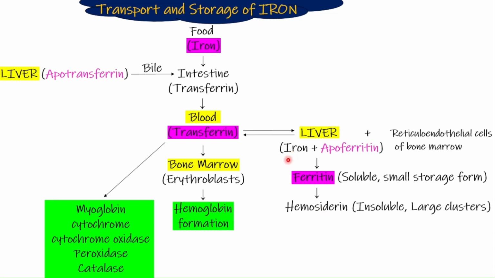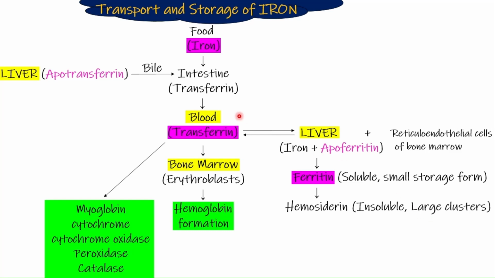Now, if we have an excessive amount of iron in the body, that we have utilized all the apoferritin stores, so ferritin has reached its maximum capacity of production, this iron will be converted into another storage form, which is hemosiderin. Now, hemosiderin is pretty different from ferritin. Ferritin is a soluble form, whereas hemosiderin is an insoluble form. Ferritin is a small storage form, whereas hemosiderin has large clusters. It has such large clusters that it is visible under the microscope.